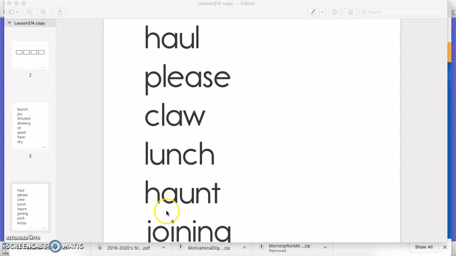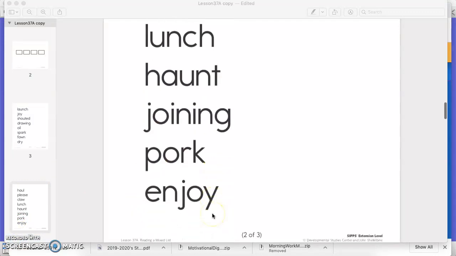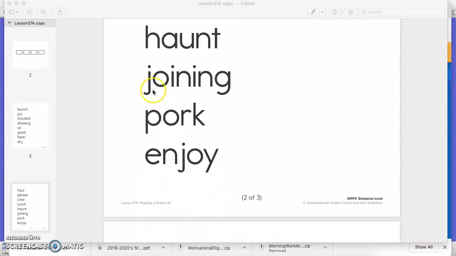Sound, aunt. Read, haunt. Look, sound, joining. Read, joining. Look, sound, orc. Read, pork. Look, sound, enjoy. Read, enjoy.